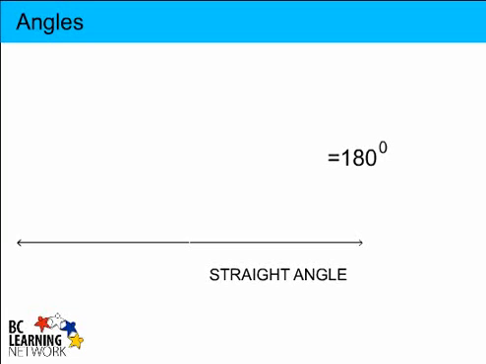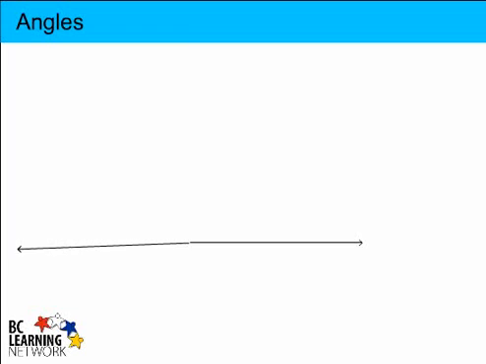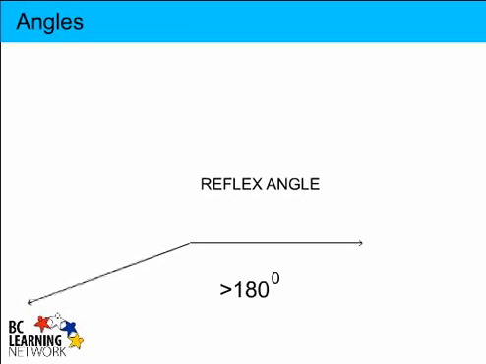An angle like this, which doesn't really look like an angle because it's exactly 180 degrees, is called a straight angle for obvious reasons. And an angle greater than 180 degrees is called a reflex angle.